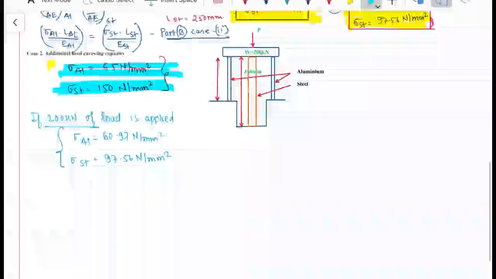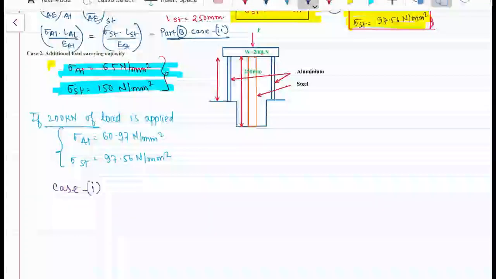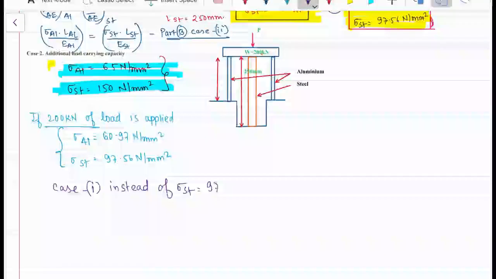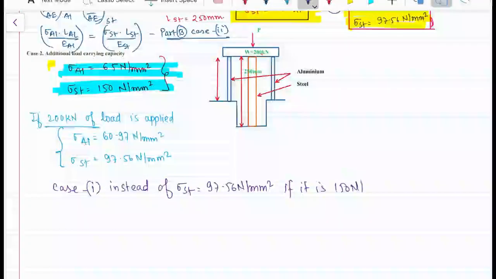So we will try to solve it by both the cases. Okay, so case 1, instead of sigma steel equal to 97.56 Newton per mm square, if it is 150 Newton per mm square, what will happen?